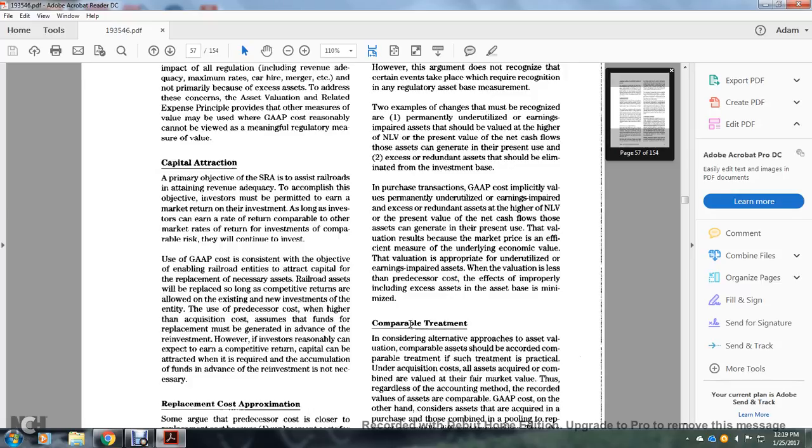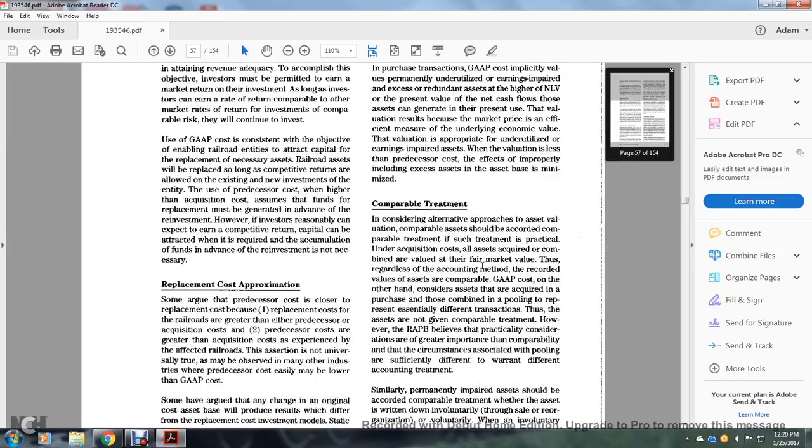In a purchase transaction, government accounting auditing principle cost implicitly treats permanently underutilized earnings impaired assets as an expense, with redundant excess assets valued at the higher of net liquid value or the present value of the net cash flow the excess can generate in its present use. The valuation from the marketplace is a sufficient measure of the underlying economic value. The valuation appropriately reflects underutilized earnings impaired assets, whereas the predecessor cost valuation effectively and improperly includes the excess assets in the assessment base and minimizes them.